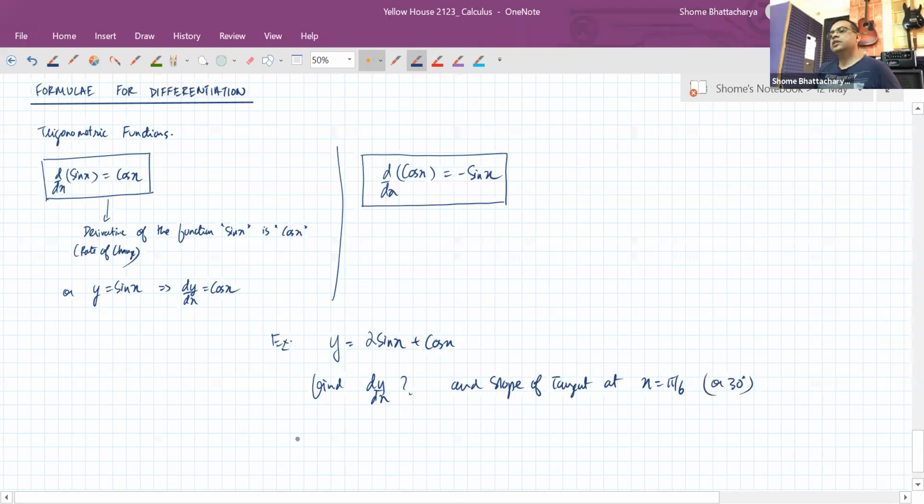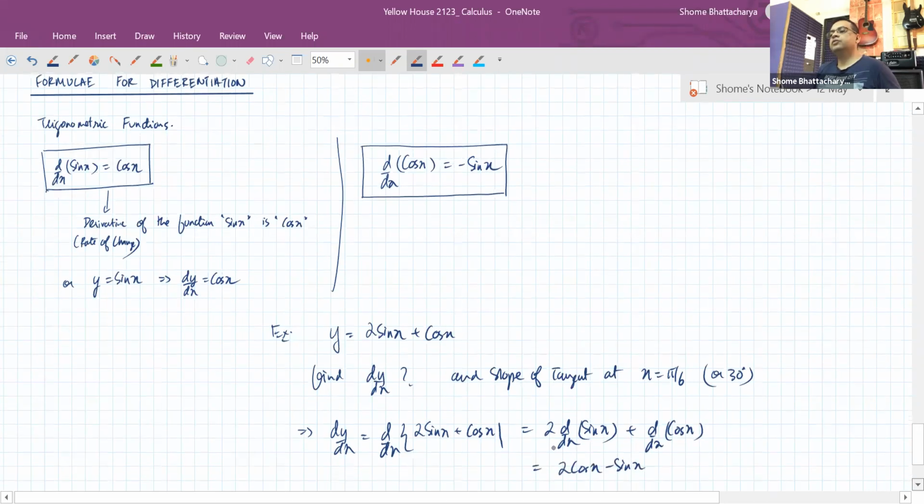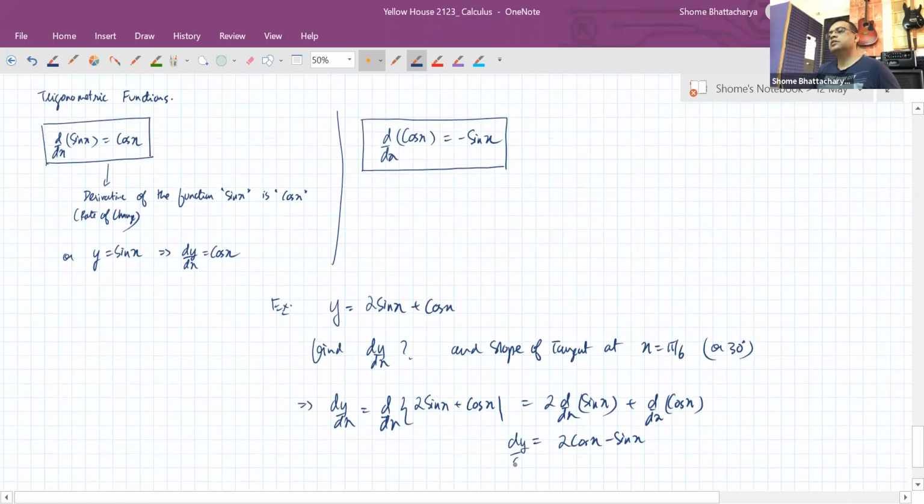Okay, so we can see that differentiation will be differentiation of 2 sin x plus cos x. So we just use the properties the way we had done before. But when it comes to differentiating, now we'll use these new formulae, which we have just learnt above. So next step, this will become 2 cos x minus sin x. So this is the derivative of the function. This is dy by dx.